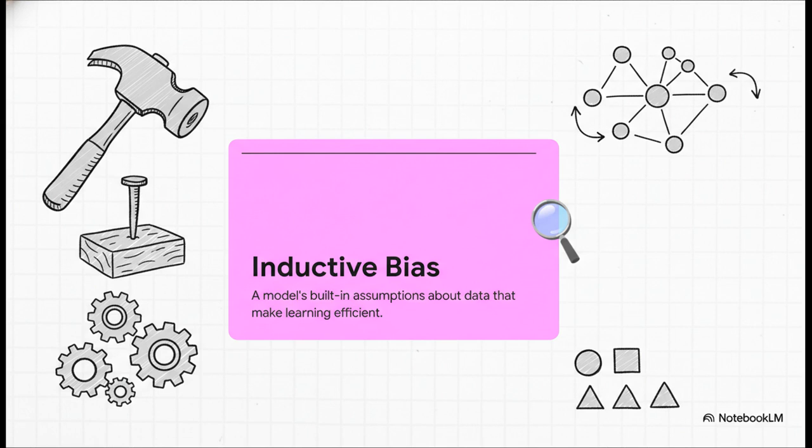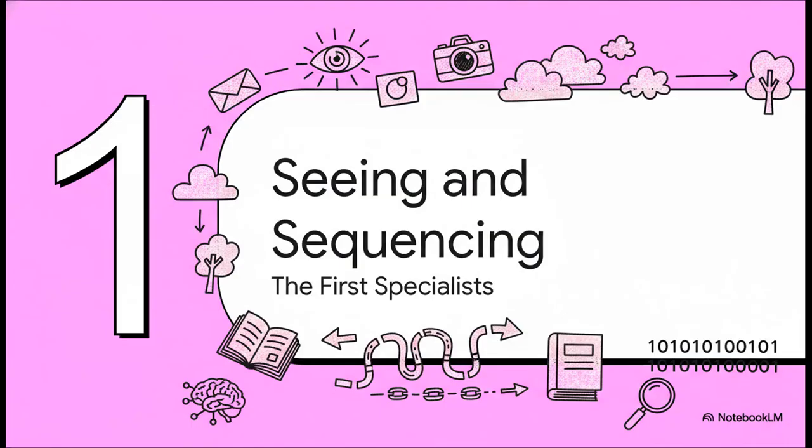Think about it. If your job is to hammer a nail, you don't start from a random lump of metal and hope for the best, right? No, you start with a hammer. AI architectures are exactly like that. They're pre-built with the right shape, the right assumptions for the kind of data they're going to tackle. Okay, so with that idea in mind, let's meet our first specialists.